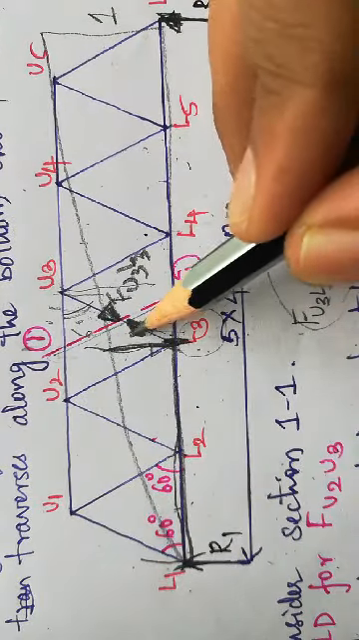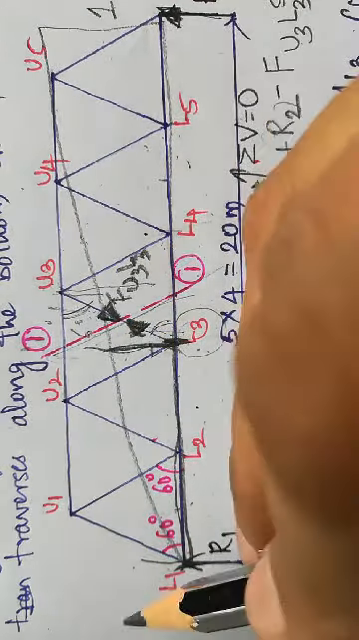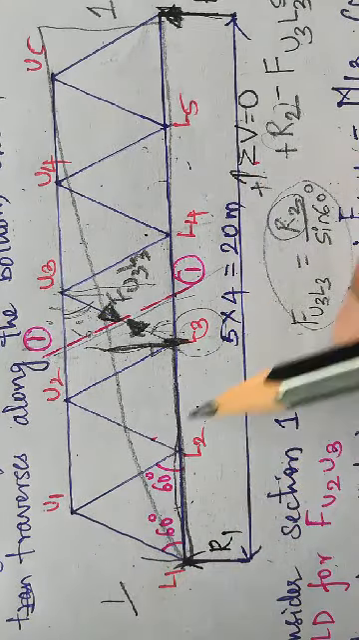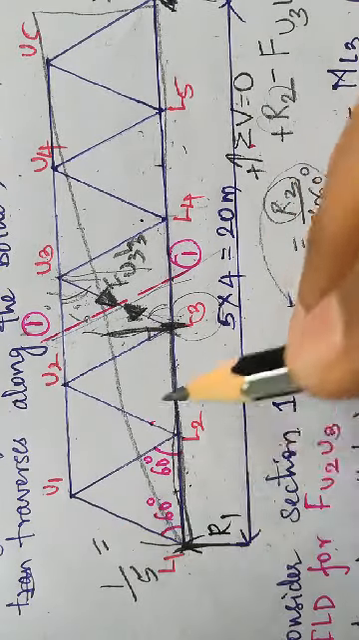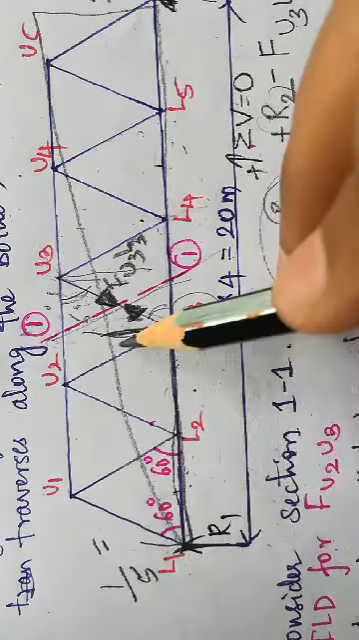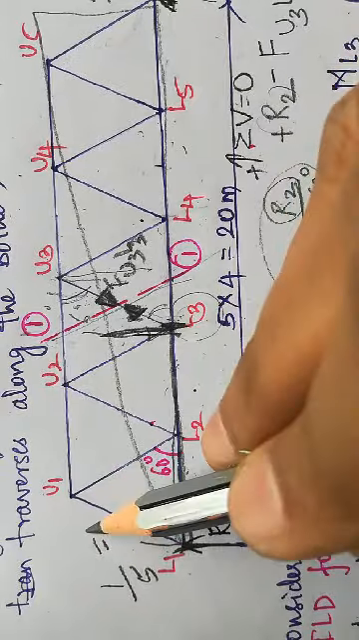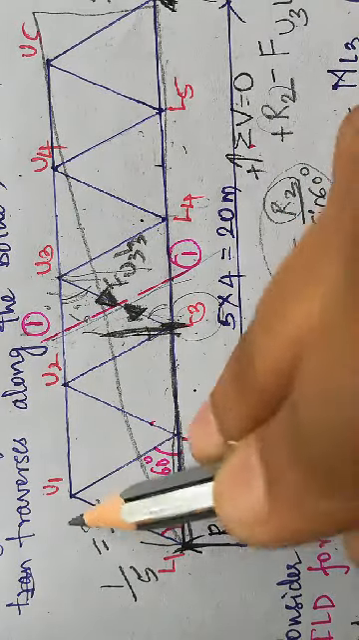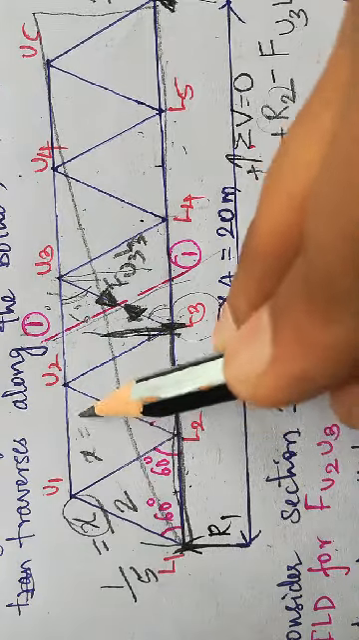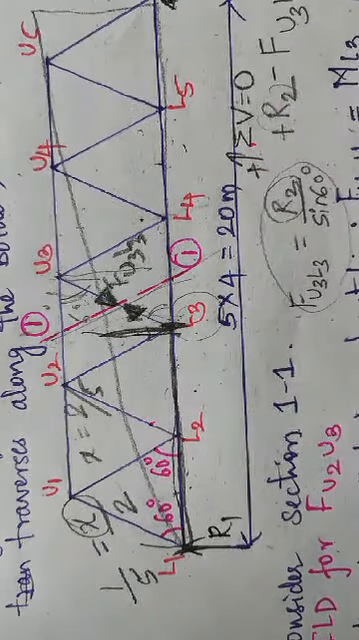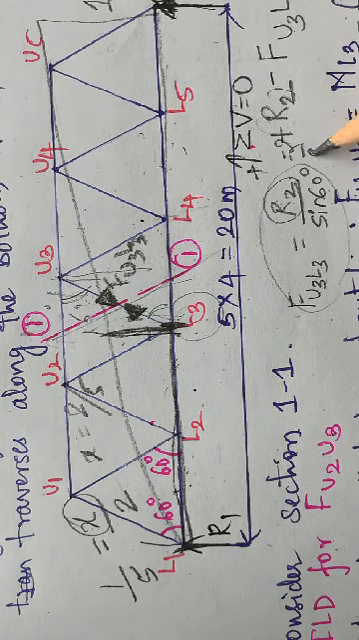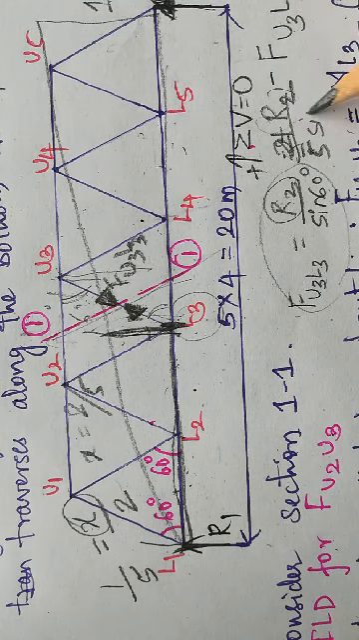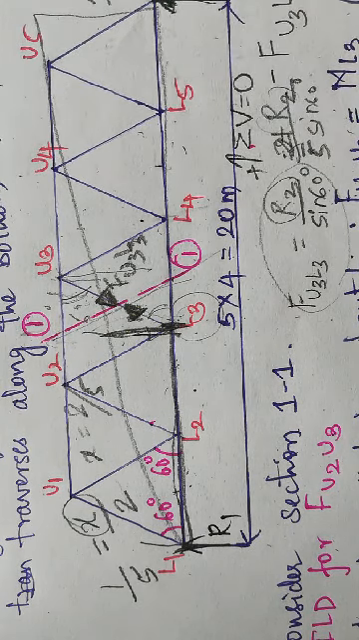This ordinate I'll name it as x. So how much will it be? 1 divided by 1, 2, 3, 4, 5. 5 parts is equal to 1, 2. Correct? So here the height is x divided by 2 parts. So my ordinate x will be how much? 2 by 5. So I'll get force in U3, L3 is equal to 2 by 5 of, 2 divided by 5 sine 60, correct?